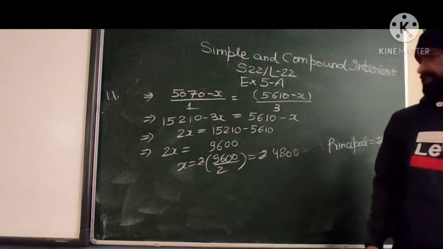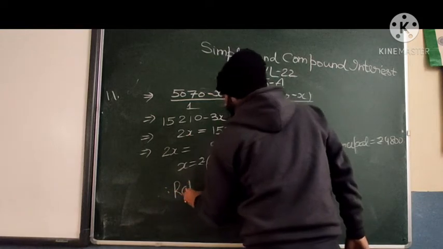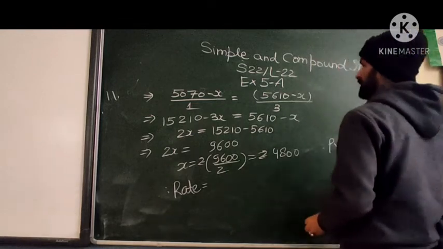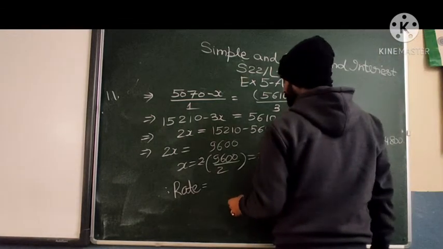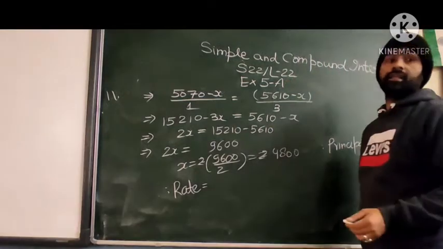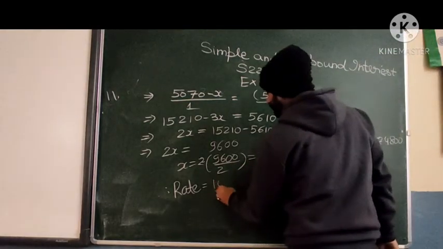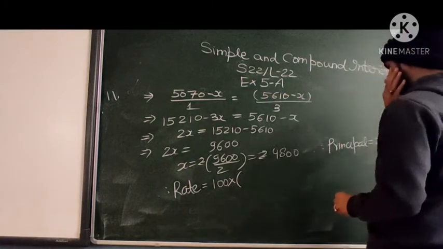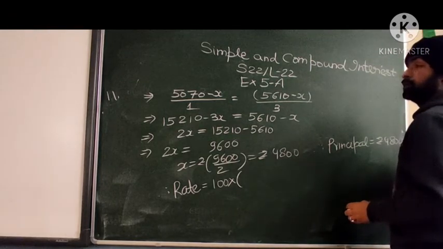So what will be the rate? Therefore rate is equal to... now see, we have got so many values. So once you get the principal, you get the rate also. R equal to what? 100 into SI upon P into T. So 100 into SI. What will be SI? SI will be amount minus principal.